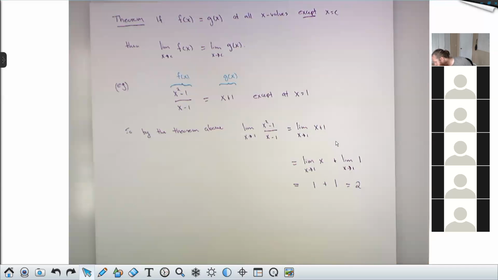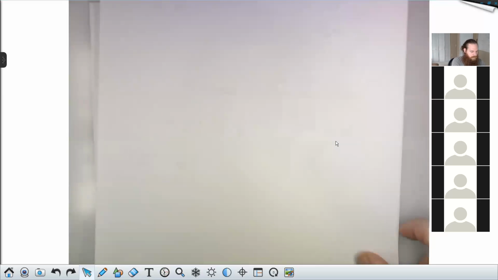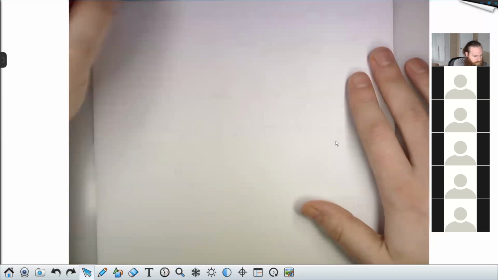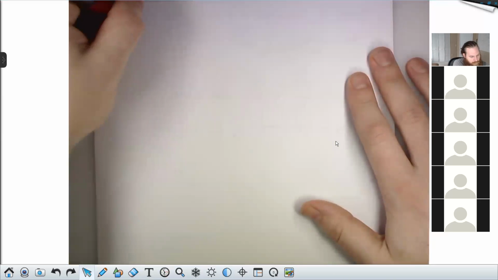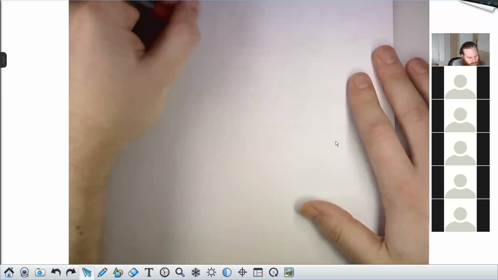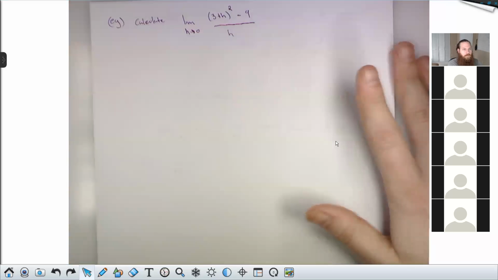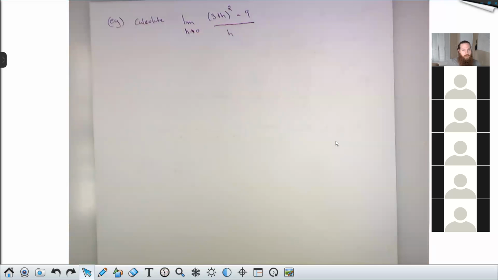So let's look at one or two little more examples here, something that's not too outrageous. I want to calculate the limit as h goes to 0 of the expression (3 plus h) squared minus 9, all over h.